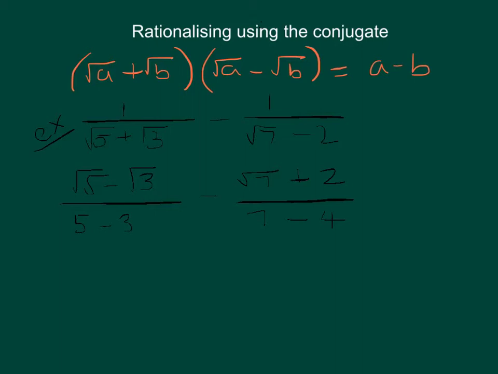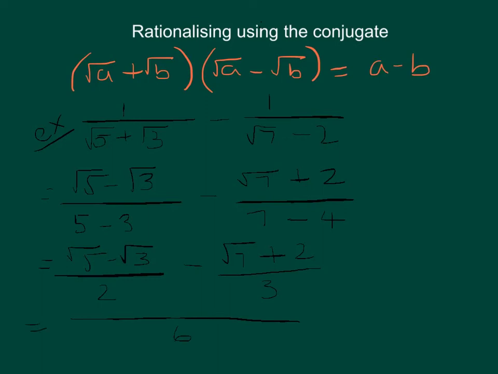Now let's simplify. If I end up with the same denominator, then I can just proceed as normal. But if I don't, then I need to multiply one of my fractions through so that they have the same denominator, or maybe both. So I've got surd 5 minus surd 3 over 2 minus surd 7 plus 2 over 3. Okay, different. So I'm going to need to multiply both of these ones to get a lowest common denominator, which of course is going to be 6.